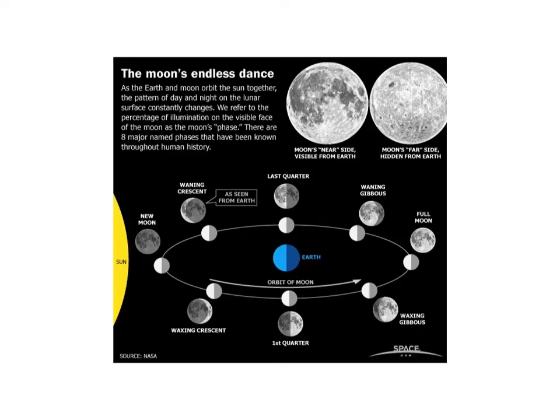Moon phases explained. The moon's endless dance. As the Earth and the moon orbit the sun together, the pattern of day and night on the lunar surface constantly changes. We refer to the percentage of illumination on the visible face of the moon as the moon's phase. There are 8 major named phases that have been known throughout human history.